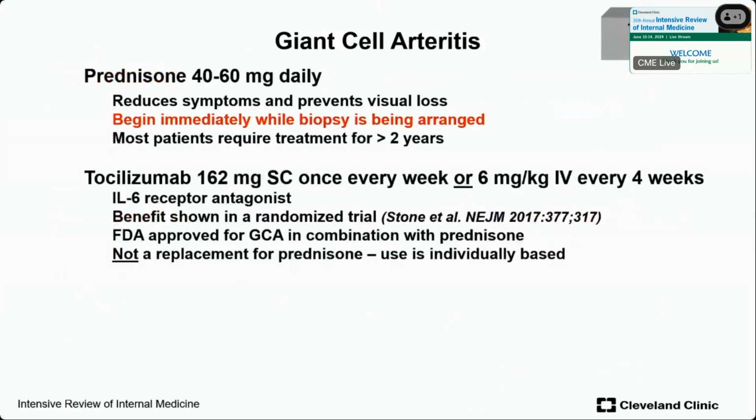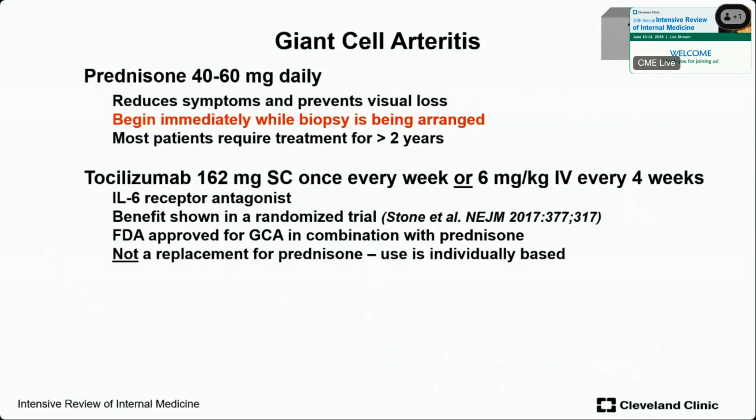The treatment of giant cell arteritis forms the foundation with glucocorticoids, in which prednisone 40 to 60 milligrams a day is used at initiation. There's been compelling evidence that prednisone reduces symptoms and, very importantly, prevents visual loss. And for this reason, prednisone should be started immediately in patients where there's a concern for giant cell arteritis, or the biopsy or other diagnostics are being arranged.